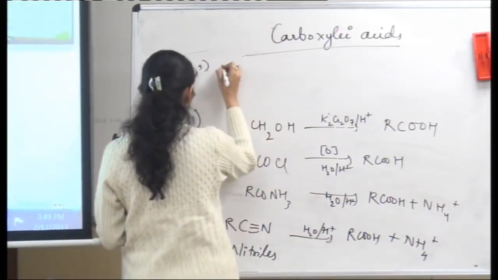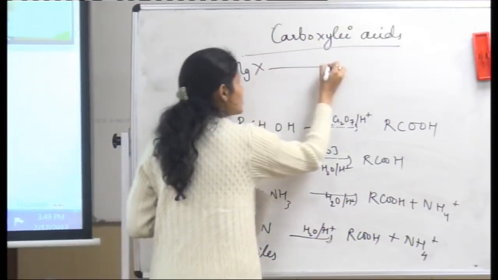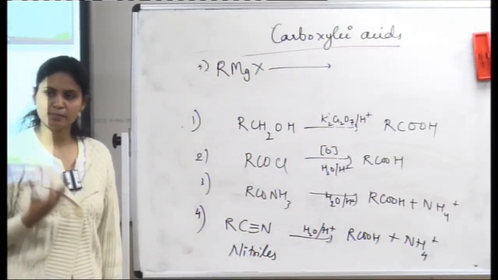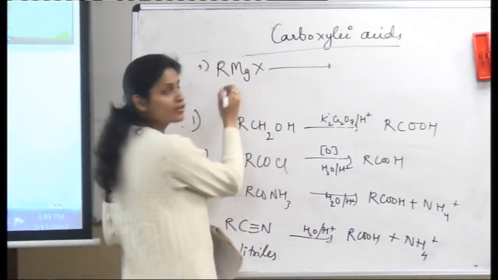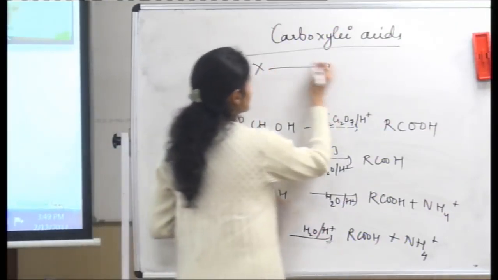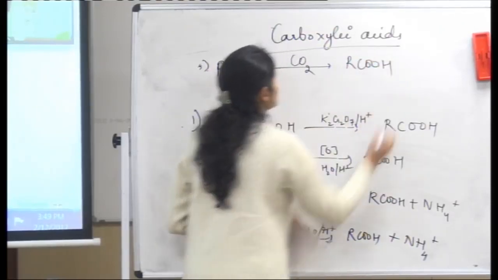Another is using Grignard reagent. Whenever you want to add some alkyl group to any compound, you should use Grignard reagent, right? Because they are electron rich species and they are very much polar. For example, if I am using this, it should give RCOOH.